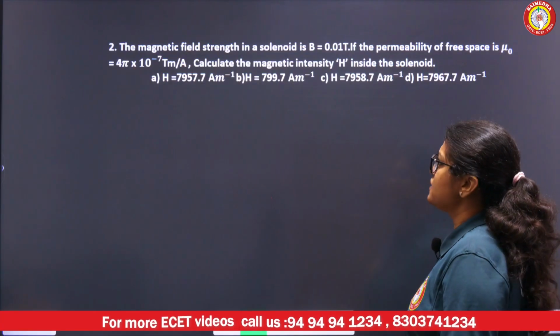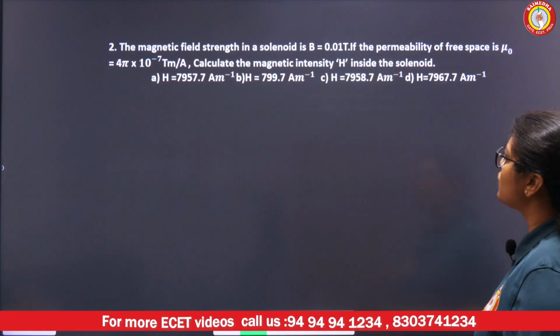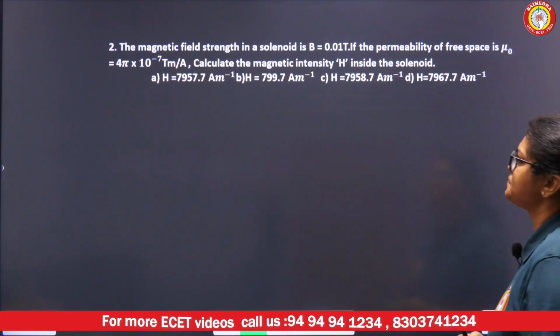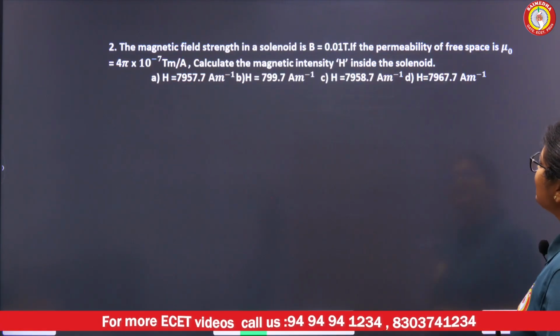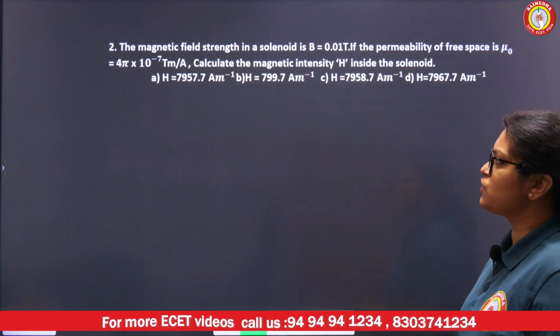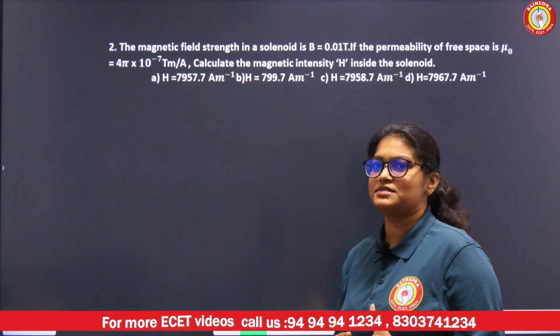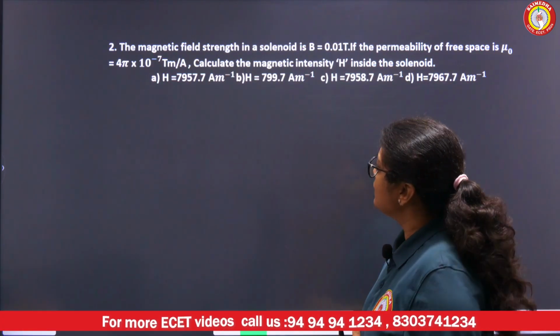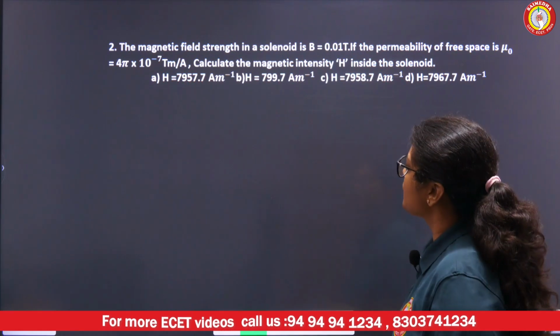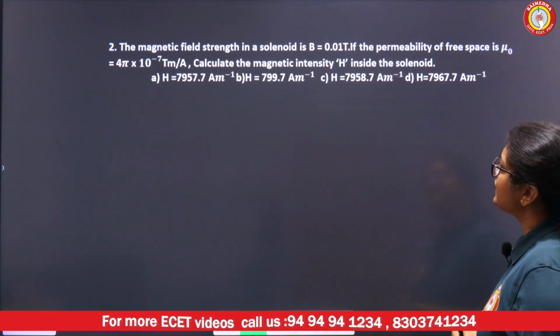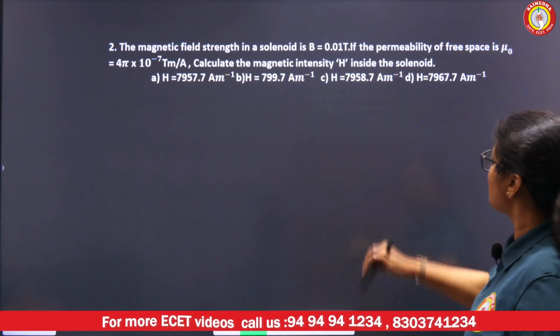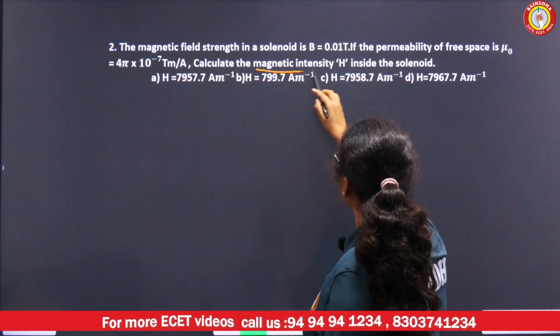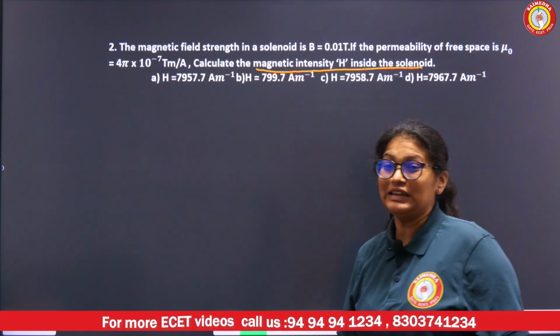The magnetic field strength in a solenoid is B equal to 0.01 Tesla. If the permeability of free space is mu naught equal to 4 pi into 10 power minus 7 Tm per ampere, calculate the magnetic intensity H inside the solenoid. So the aim is to find out, calculate the magnetic intensity.